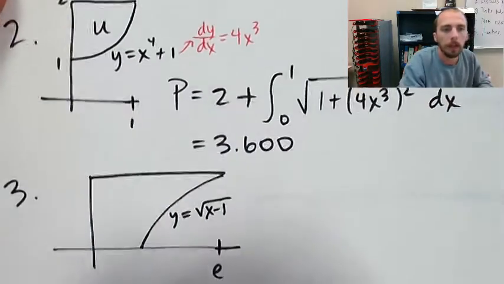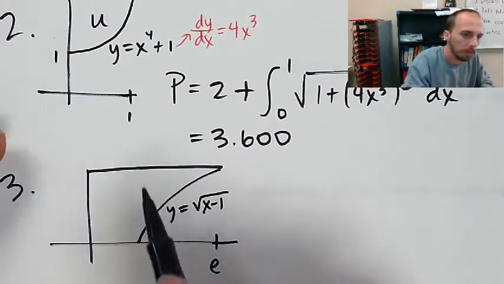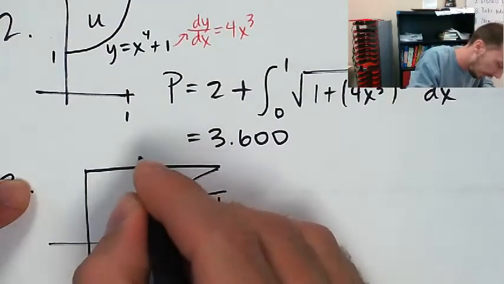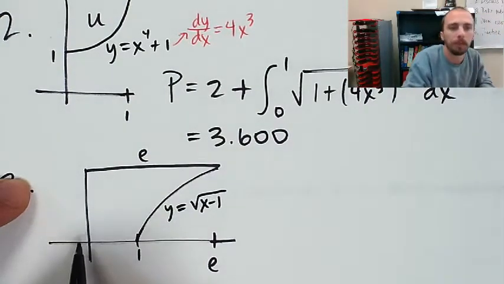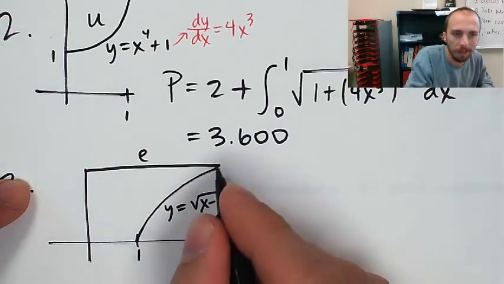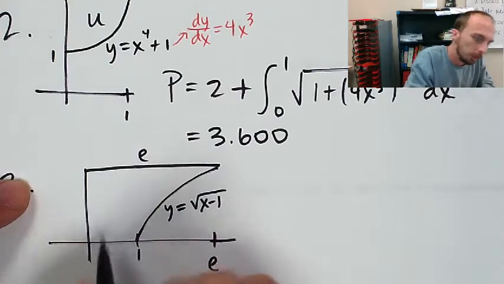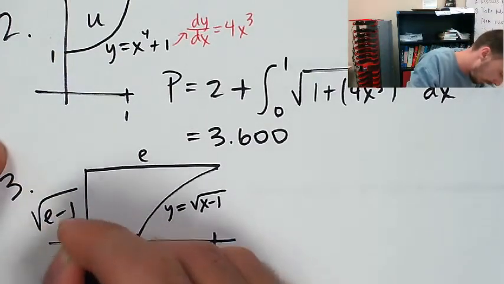Okay, this is going to have a width of 1. This has a width of e. This has a height of square root of e minus 1, because that's the height of the graph right here, y equals square root of e minus 1. So this will be square root of e minus 1.